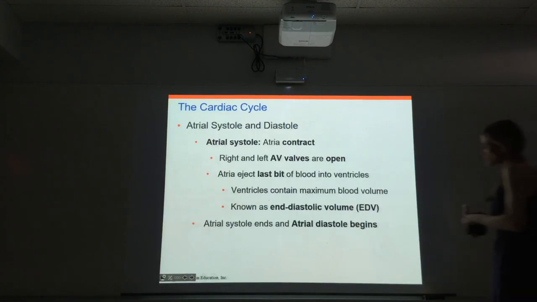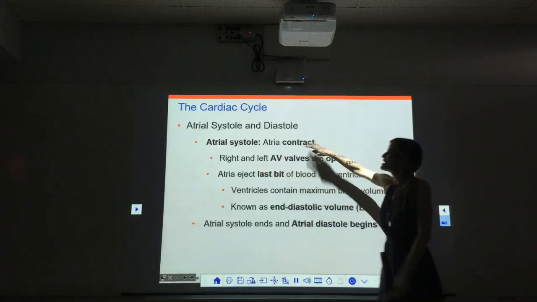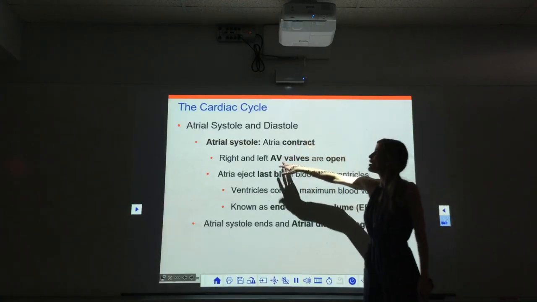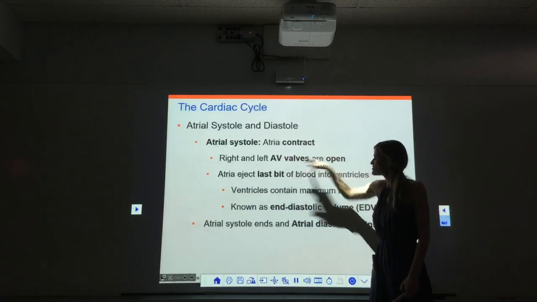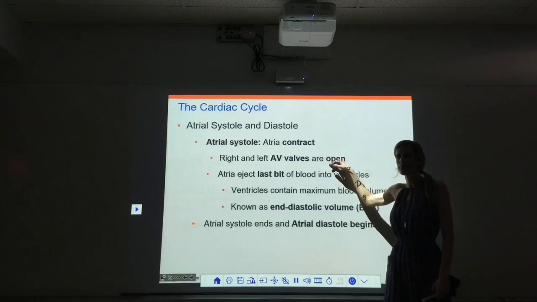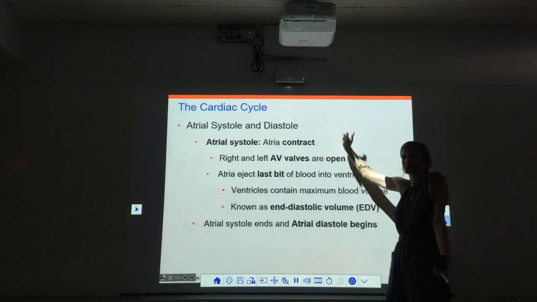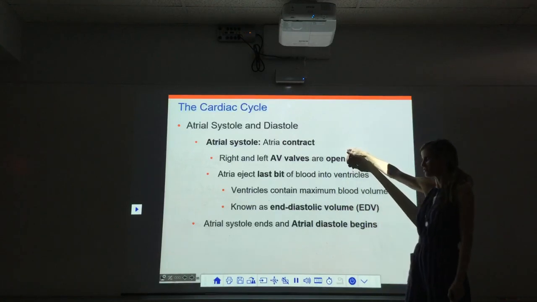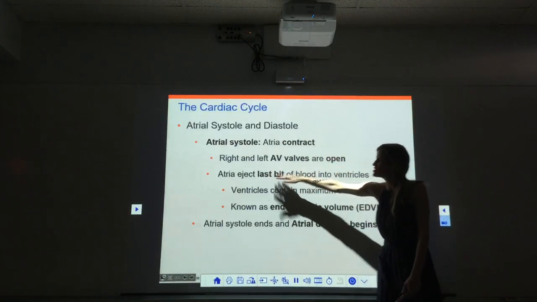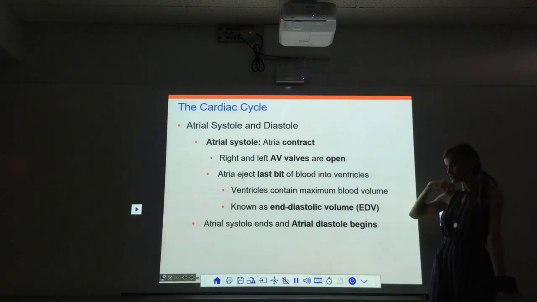So we start with atrial systole, which is when the atria contract. The right and left AV valves are open. Why? The blood's supposed to be going that way, from the atria down to the ventricles. The atrial contraction gets that last little bit of blood down to the ventricles.